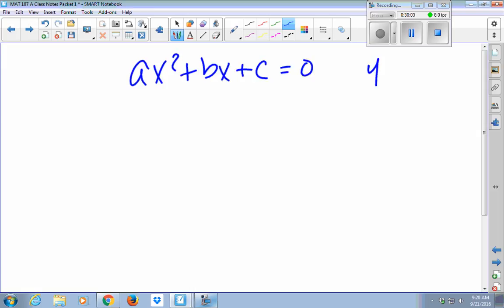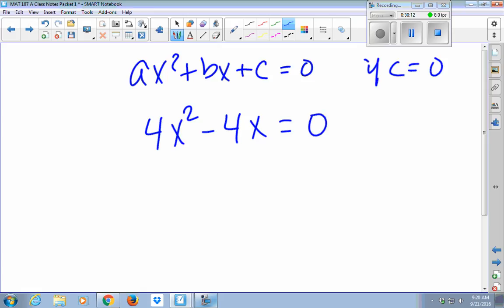So if c is 0, let's take a look at one. 4x squared minus 4x equals 0. So what would you do to solve that? And this will always be true whenever c is 0. You'll always be able to use this method. What would you do with that?